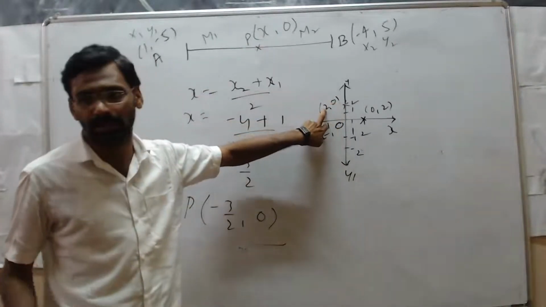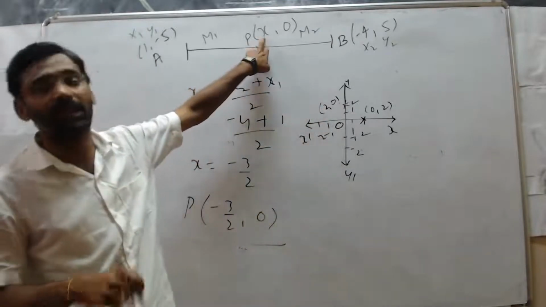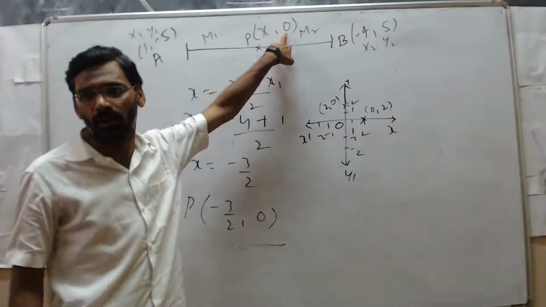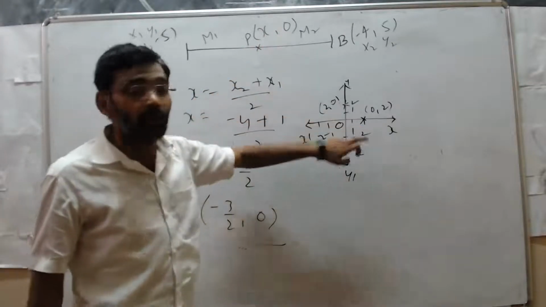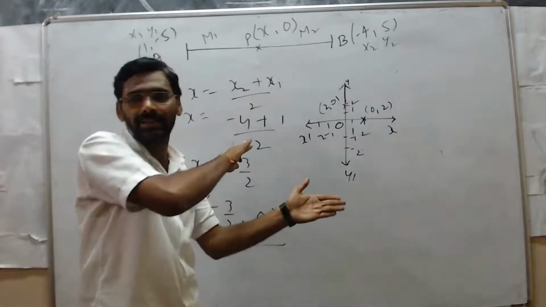What is the value of x? We don't know. Therefore, I am considering the x value as x only, and the y value is 0. If the point is divided by the x-axis instead of the y-axis, I get the y value as 0.